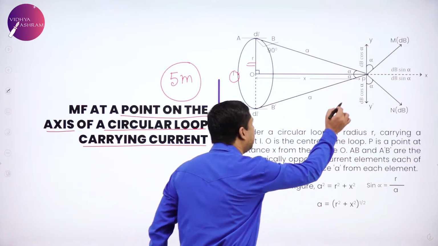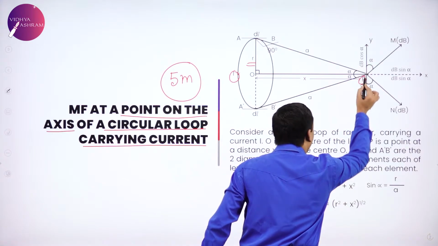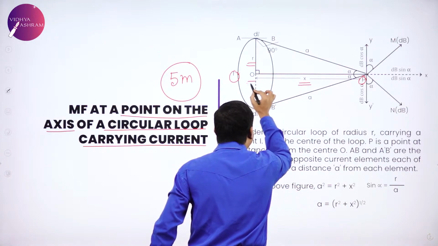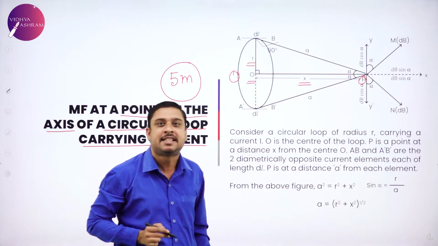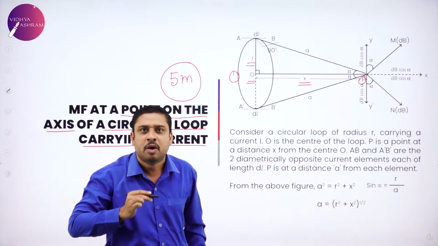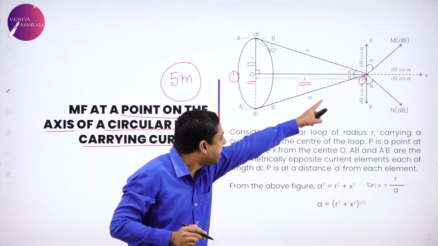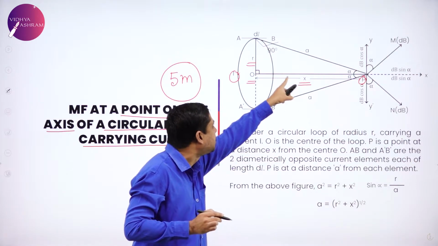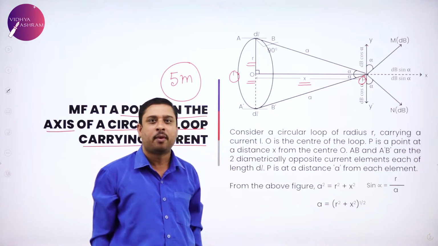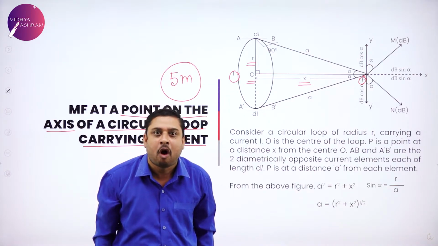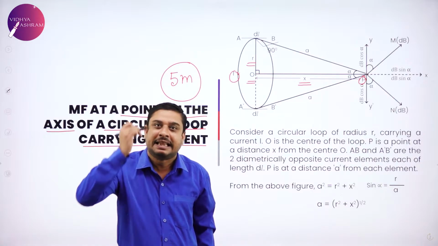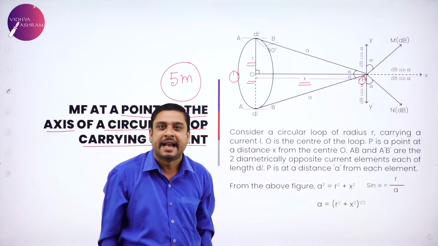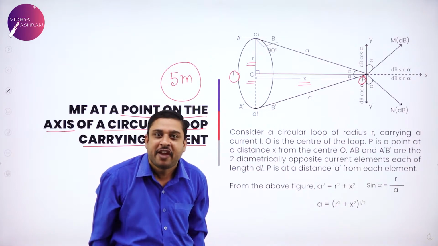Now what do I do? I will consider a point P at a distance x from the center. Some point P at a distance x from the center O. Why do I require that point? It is at that point P I am calculating the magnetic field.